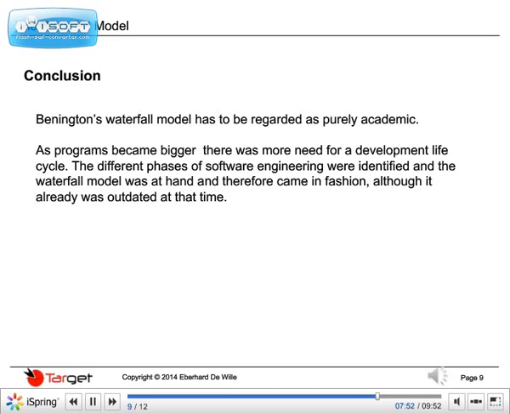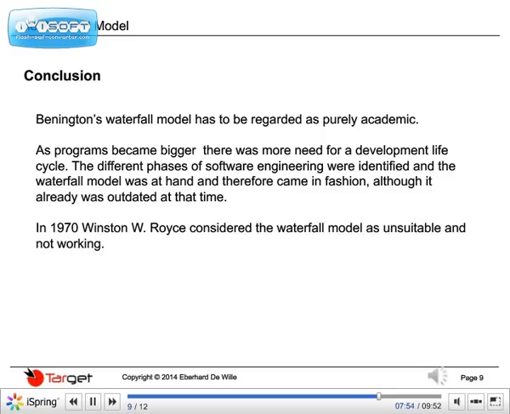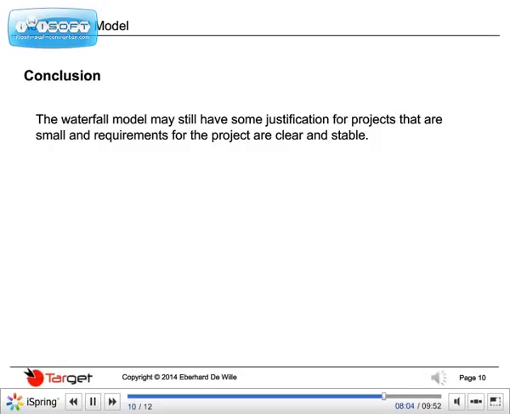We should not forget that in 1970 Winston W. Royce considered the waterfall model as unsuitable and not working. The use of the waterfall model may still have some justification for projects that are small, and where requirements for the project are clear and stable.